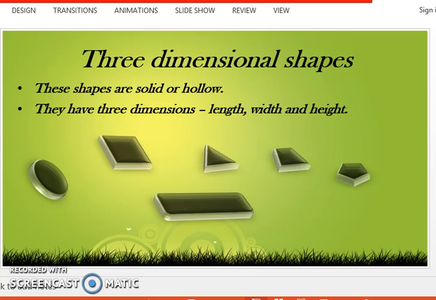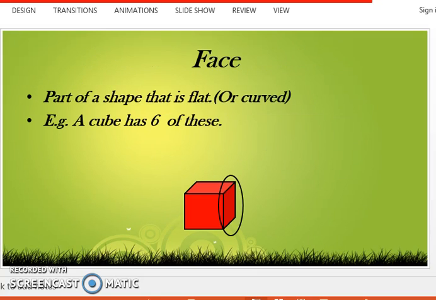Three-dimensional shapes. The next topic is three-dimensional shapes. These shapes are solid, or they can be hollow and filled with something. They have three dimensions, that is length, breadth and height.